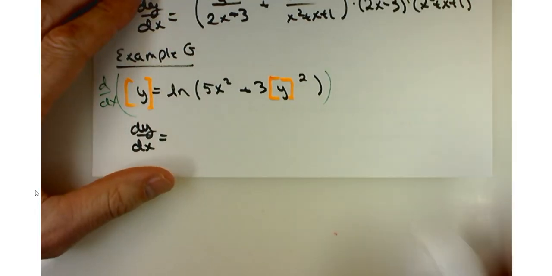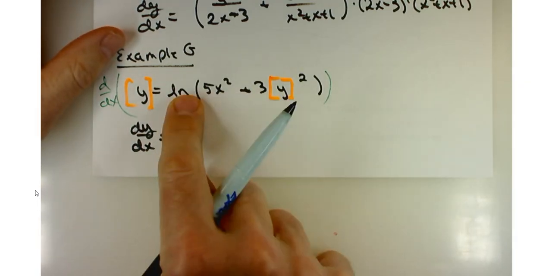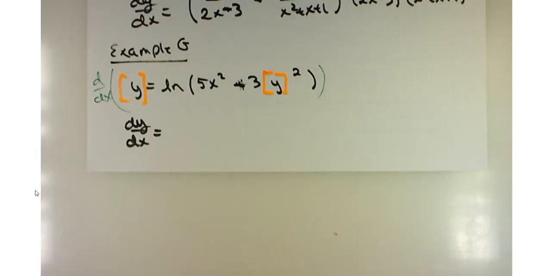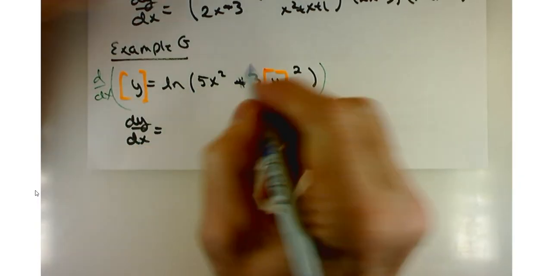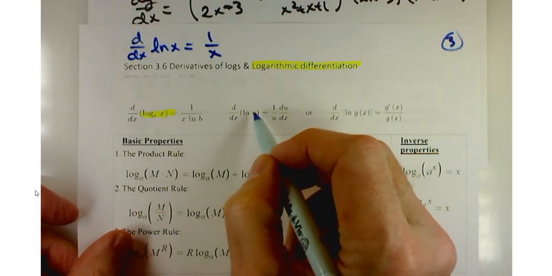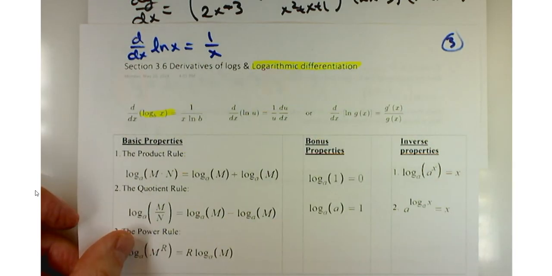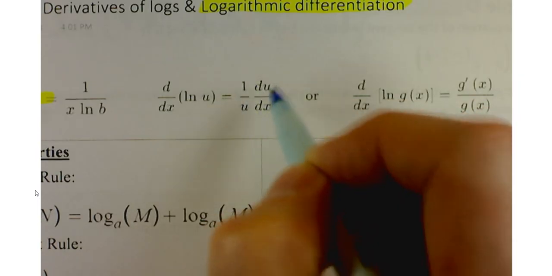Okay, so for the benefit of my YouTubers later, one thing you can't do is distribute the log. All right, you just can't. You can't call this the log of this plus the log of this. It's the log of the whole thing. Now, when you differentiate your logarithmic term like this, let's go back to our handout. You get 1 over the function times the derivative of the function. That's just applying the chain rule. So once again, it's going to be 1 over whatever this is times its derivative.